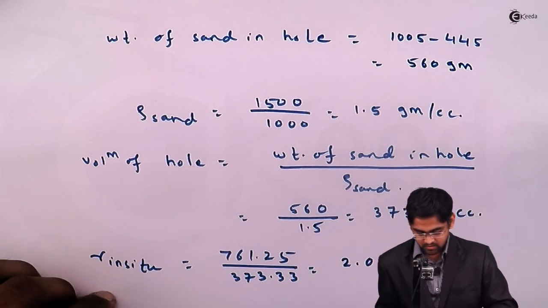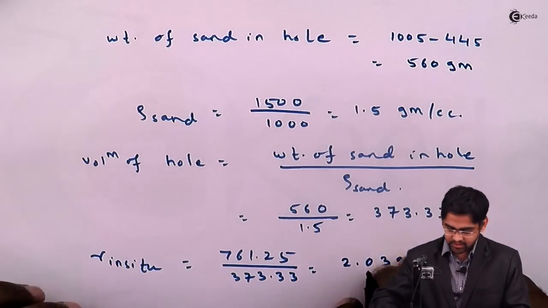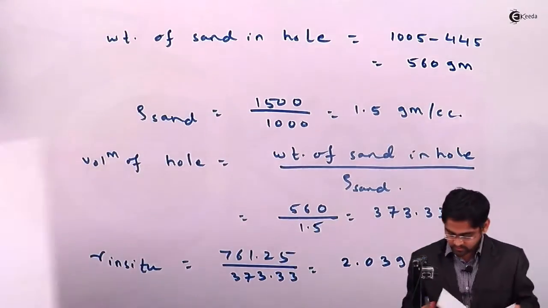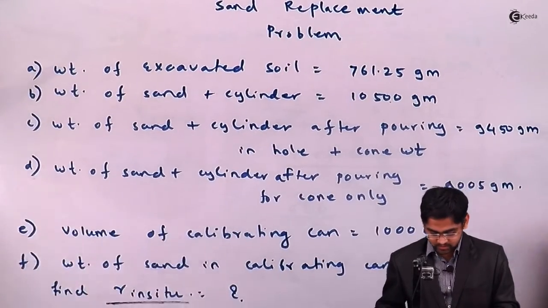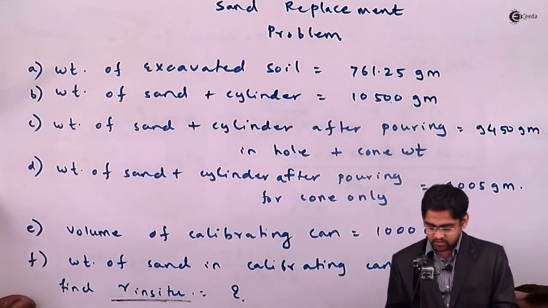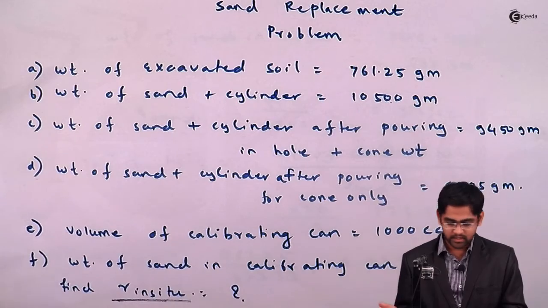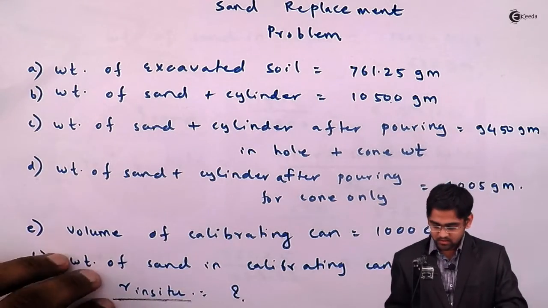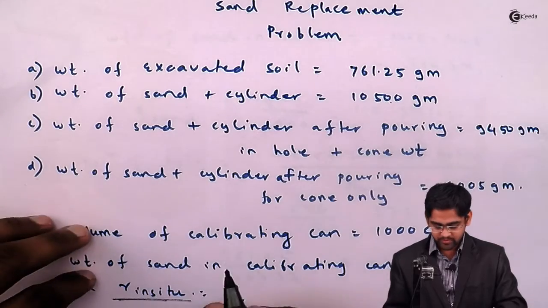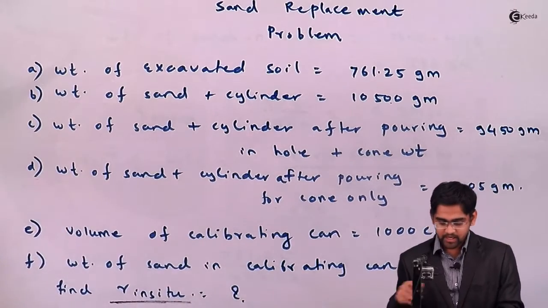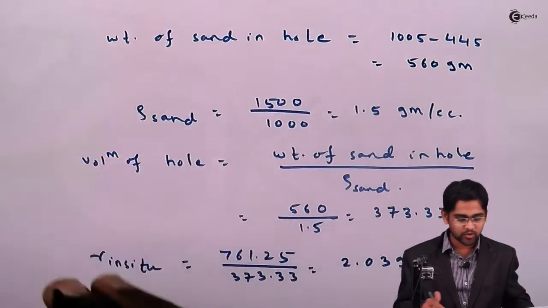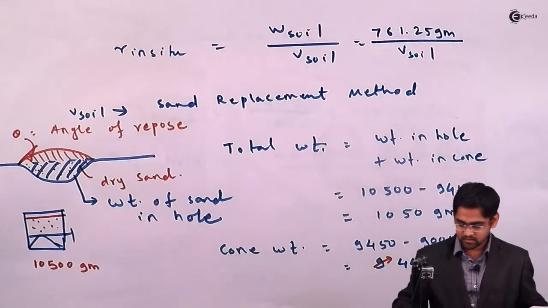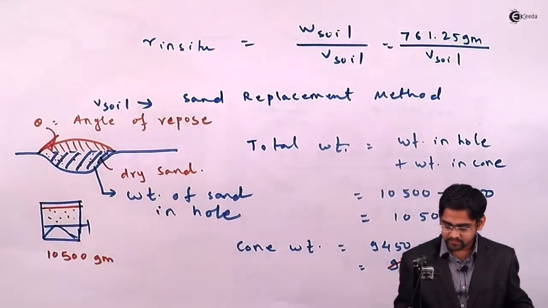So this finishes the sand replacement problem. In the same problem, what we have discussed is how to evaluate the in situ weight. You just need to find out the in situ unit weight of a soil by indirectly measuring its volume with the sand replacement method.